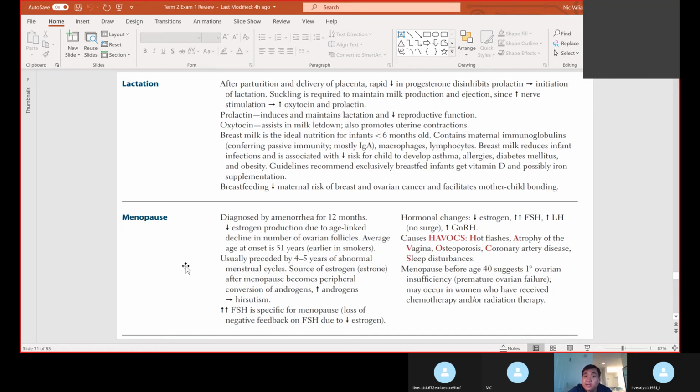You can also have hirsutism now because the source of estrogen after menopause becomes peripheral. It's not estradiol now, it's estrone that's being converted to androgens in the periphery. So you can have hirsutism. High yield in menopause, what changes? Decrease in estrogen, but everything else is increased because of negative feedback: increase FSH, increase LH, and increase GnRH.